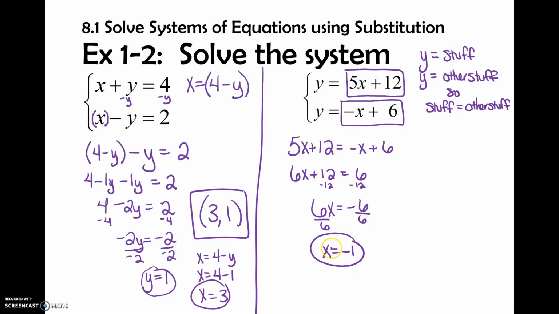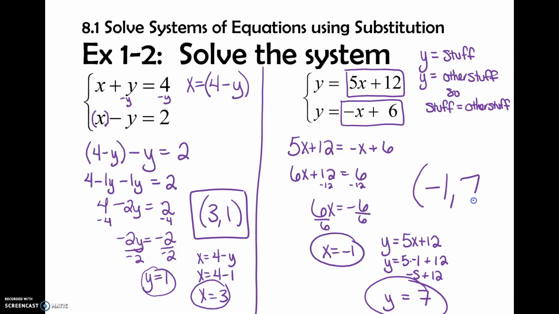We need to substitute the negative 1 into an x in one of the original equations. You can pick whichever one you want. I don't like the idea of doing negative 1. That just seems confusing to me. So I'm going to use y equals 5x plus 12, but you could use negative x plus 6 if you wanted to. 5 times negative 1 is -5. -5 plus 12 is 7. So y equals 7. The ordered pair, -1, 7, is our solution for that system.